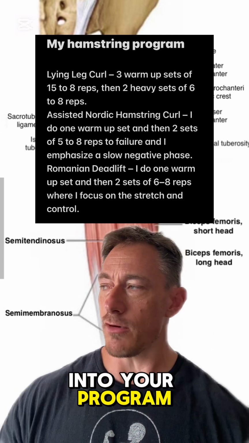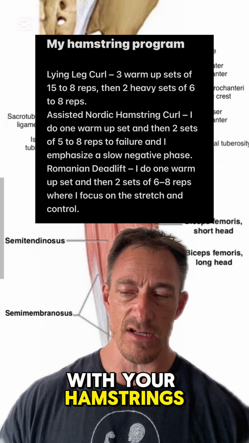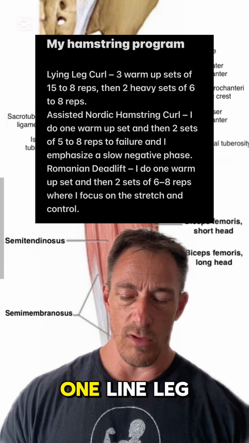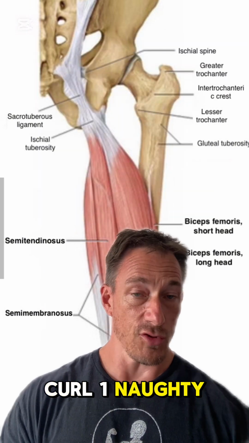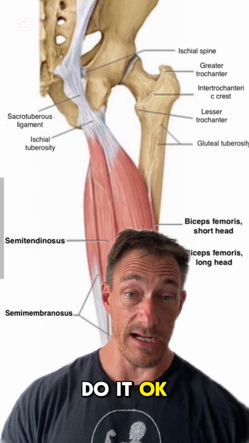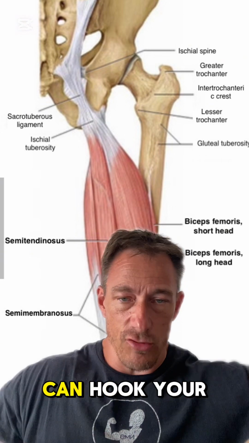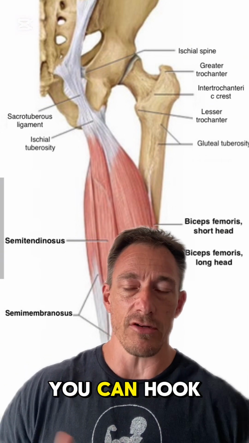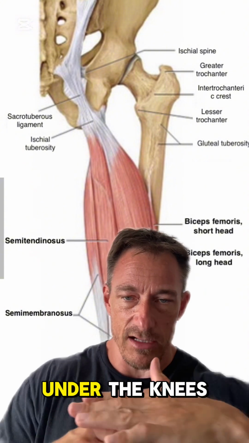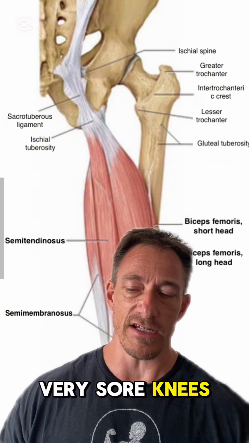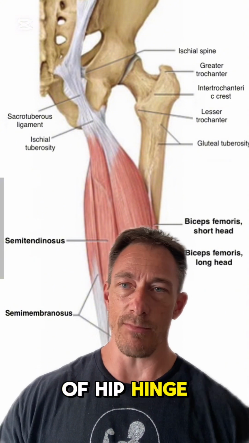Put it into your program, try different things with your hamstrings, but generally speaking, 1 lying leg curl, 1 Nordic curl if you can do it. Okay, I do an assisted one if you've got some sort of bench that you can hook your legs under, or a barbell you can hook it under. Make sure you put some padding under the knees because otherwise you're going to have very sore knees from it. And some sort of hip hinge movement.